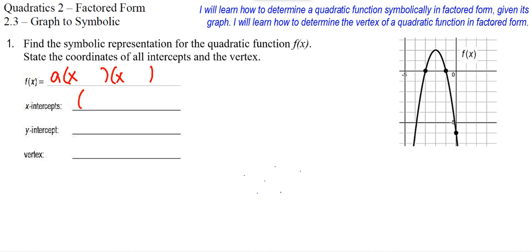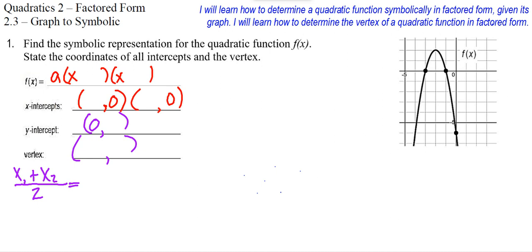Okay, I know that this is something comma 0, something comma 0. The y-intercept, I know that it's 0 comma something. And then the vertex, I do not know, but I know that the x of the vertex would be x1 plus x2 divided by 2. At this point, again, because I'm pretending not to look at the graph, I still do not know. Okay? Let's go to the graph.